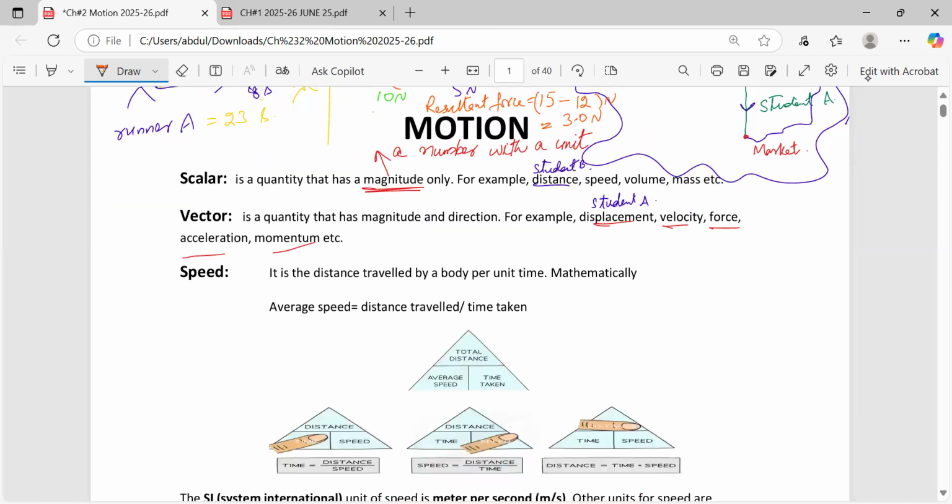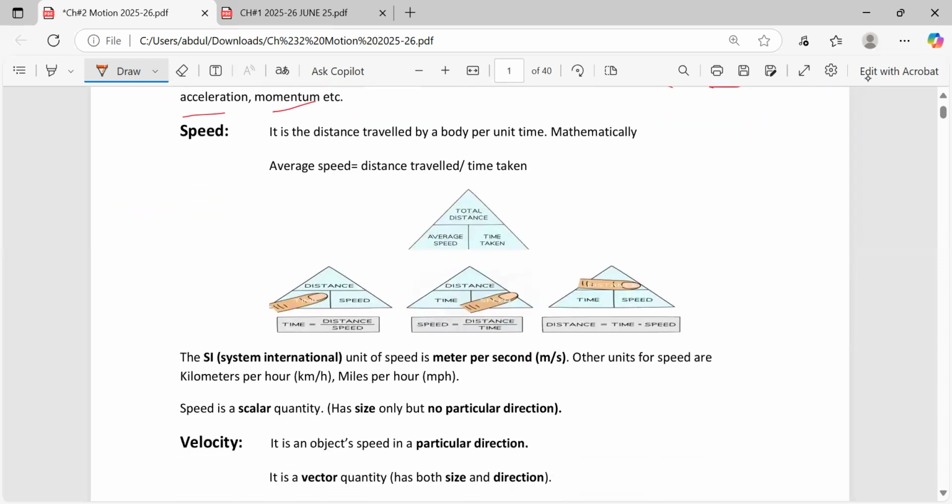Okay, next is a very simple thing, you know this very well, that is speed. It is the distance traveled by a body per unit time. Mathematically, average speed is equal to total distance traveled over total time taken, very basic. You know this. Right now, a triangle is made here.